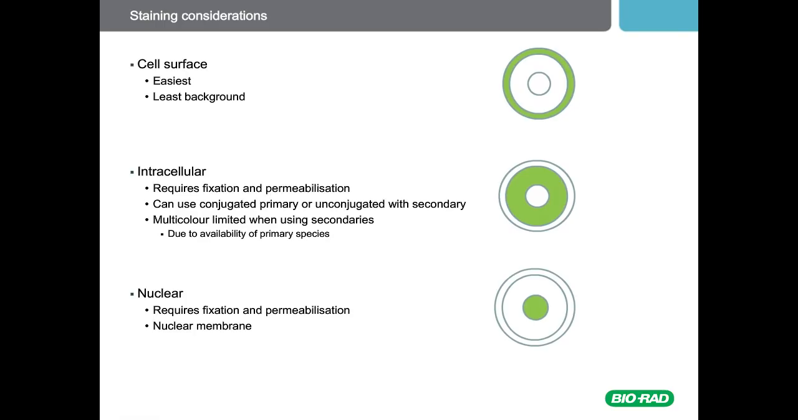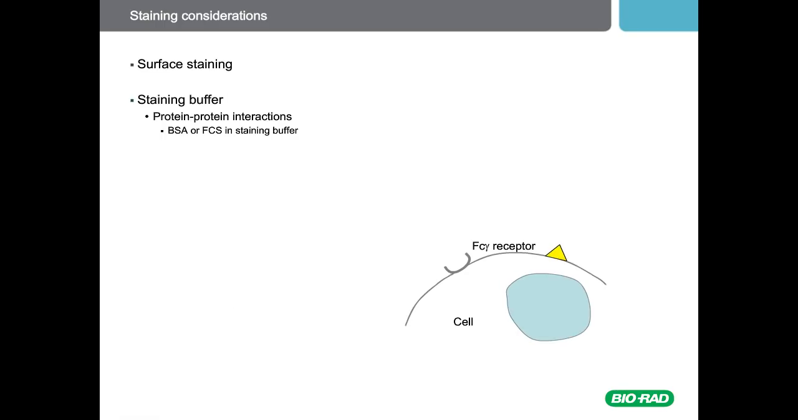In addition to permeabilization of the cell membrane, the nuclear membrane also has to be permeabilized for access to the dyes and antibody. For all cell staining with antibodies, it is important that the cells are in the right buffer. To minimize protein-protein interactions due to hydrophilic-hydrophobic binding or charge, it is advisable to include BSA or FCS in your staining buffer. Cells are resuspended in the staining buffer, and then antibodies are added at the recommended concentration, followed by incubation for about 30 minutes.